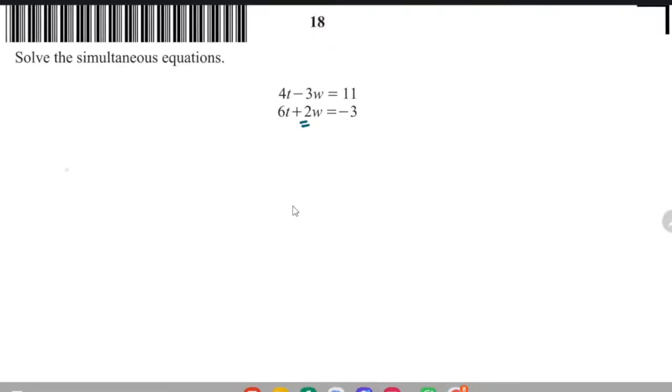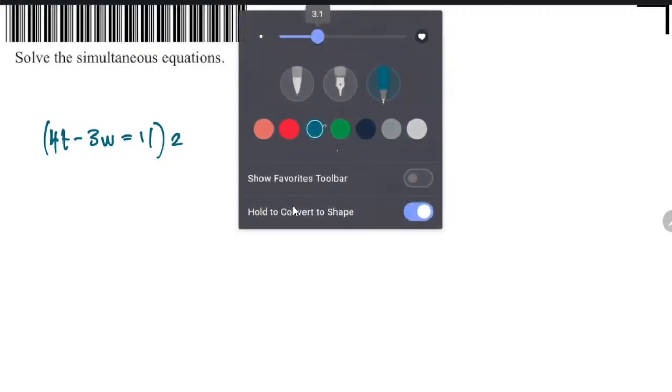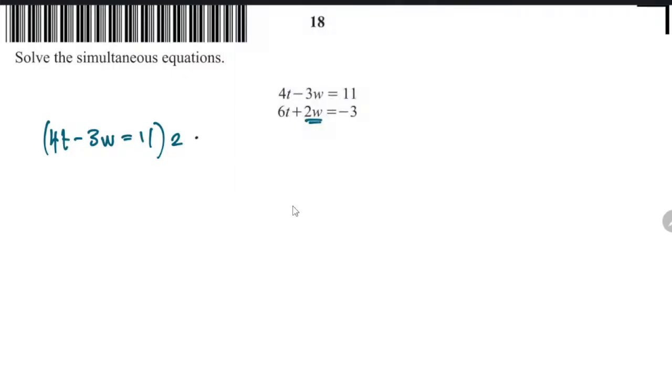So here's what you do. Rewrite them, right? 4t minus 3w is equal to 11. You take the value of w at the bottom here, which is 2. You multiply everything by that. What are you going to end up getting? Yes, is equal to 22.